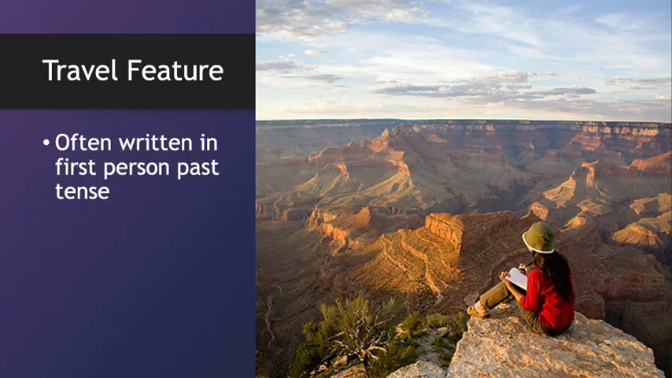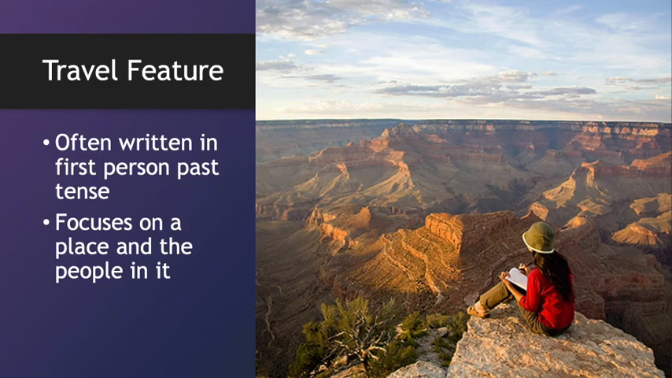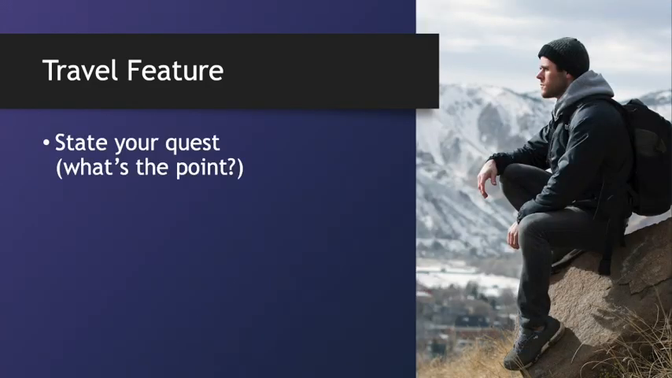That's good. Okay, another one that we haven't done is a travel feature. And these are often written in first person, past tense, and they focus on some place and the people in it. So basically with a travel feature, you want to have some sort of quest. You want to have a destination. So like your quest might be finding the best made Reuben sandwich in all of the Northeast, or your quest could be scaling a particular mountain, or it could be learning about the culture of another place. It could be almost anything as long as you have a purpose. You need a purpose.